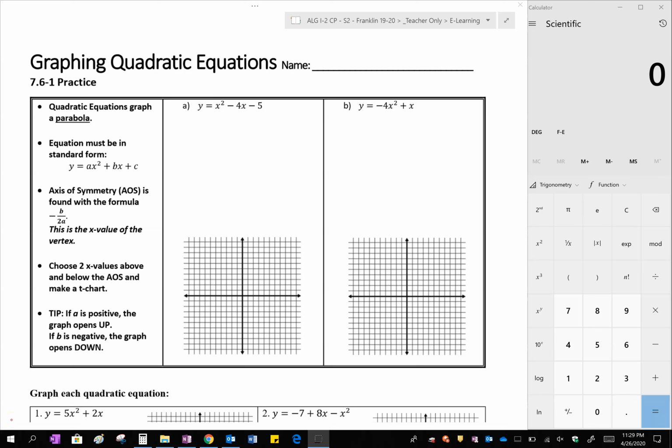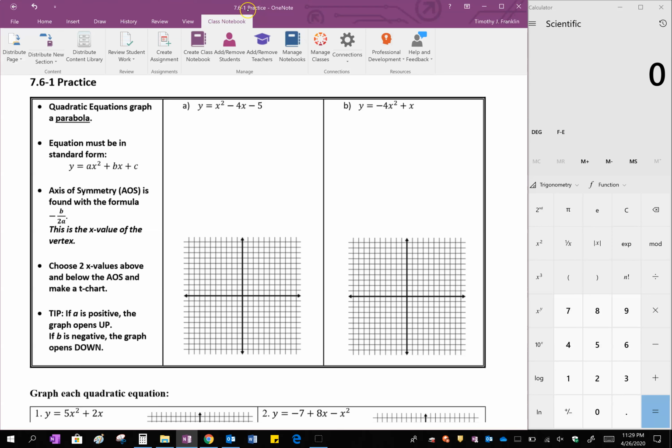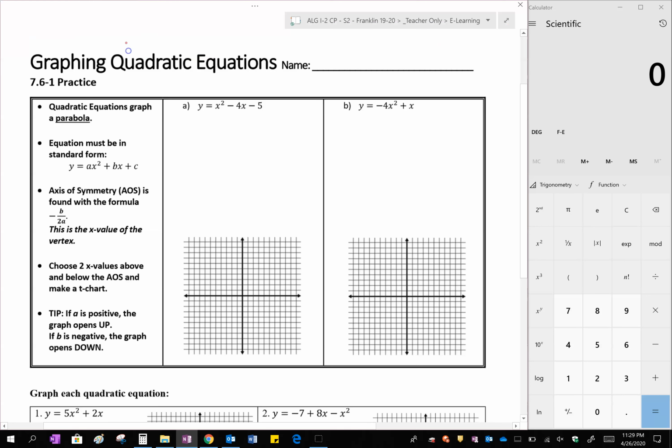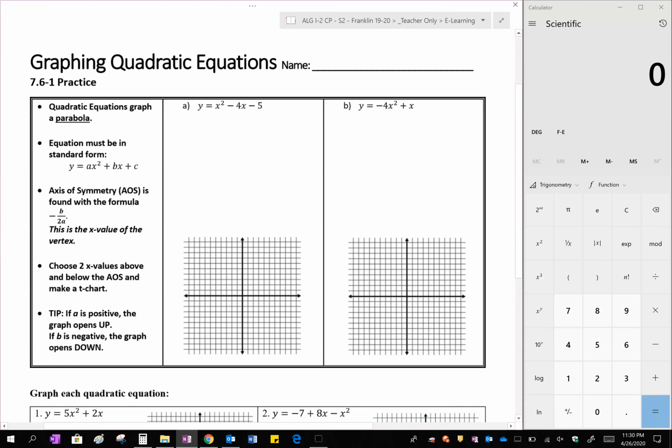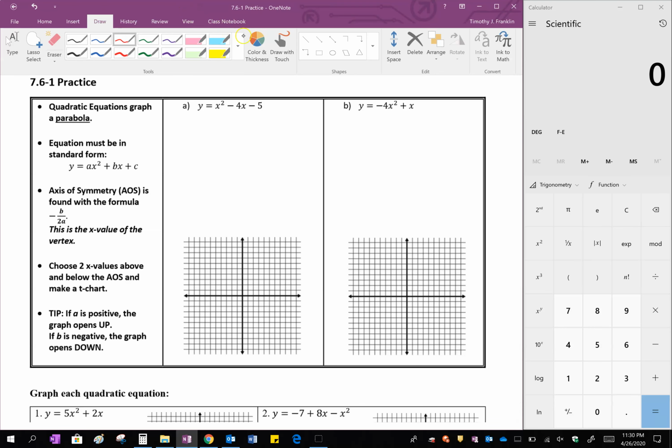Okay, so graphing quadratic equations. Up to this point, we've been solving them. We've been finding the solutions, factoring them, but we haven't graphed them yet. So just to go over some things before we start, graphing quadratic equations gives you a parabola, which is what the shape of the graph is called. It's sort of a U shape, not quite a U, not quite a V. You'll see when we graph it.